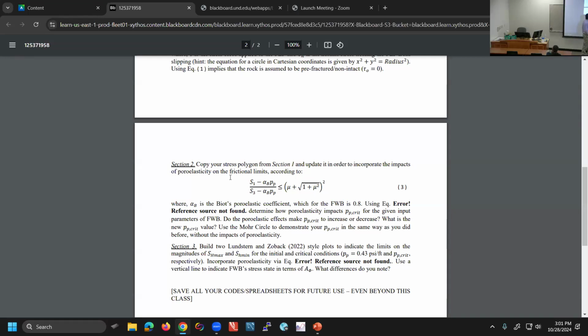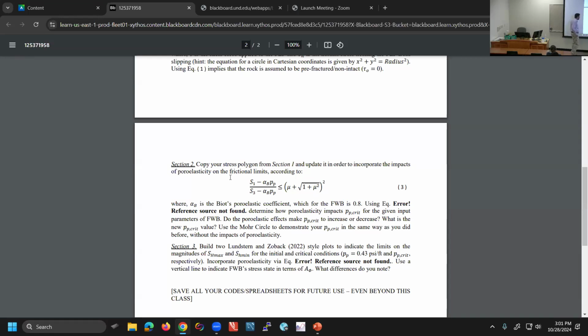Determine how poroelasticity impacts PP crit for the given input parameters. Does it make it bigger or smaller than before? Do poroelastic effects make PP crit increase or decrease? What is the new PP crit value? Use the Mohr circle to demonstrate your PP crit in the same way as you did before without the impacts of poroelasticity.